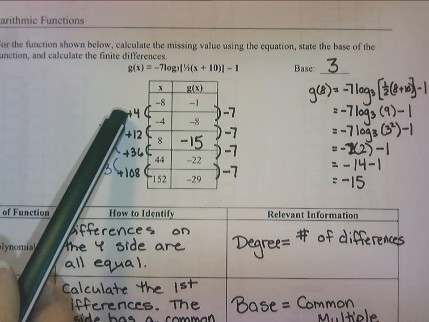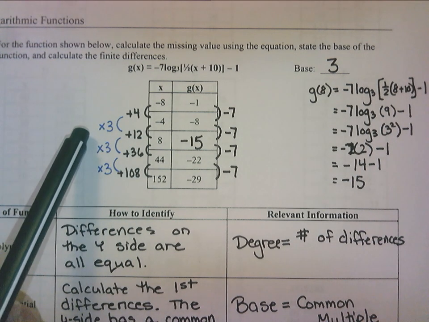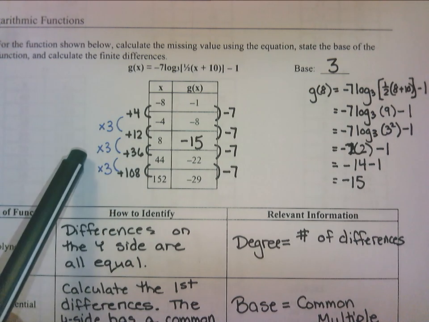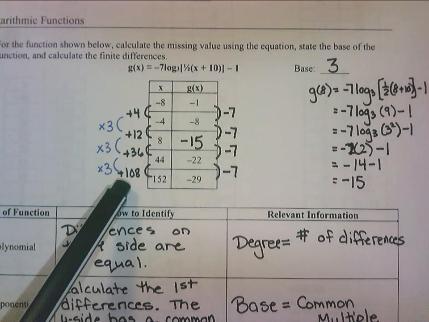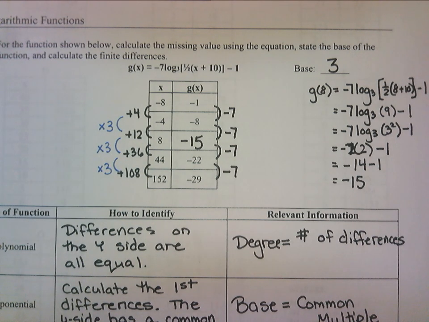So I did notice that from 4 to 12 we were multiplying by 3, from 12 to 36 we multiplied by 3, and from 36 to 108 we multiplied by 3. So it's very similar to the exponential, but instead of having a common multiple on the left side or the y side, we have the common multiple on our x side instead.